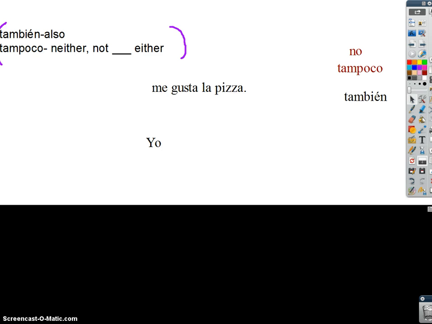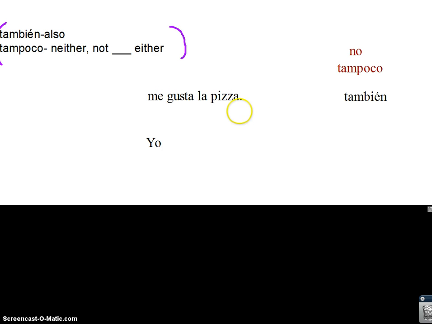If someone said to you right here, me gusta la pizza, they're telling you I like pizza, or literally, pizza is pleasing to me. And if you wanted to agree with that statement and say me too, you would say yo también. Me too, or me also.